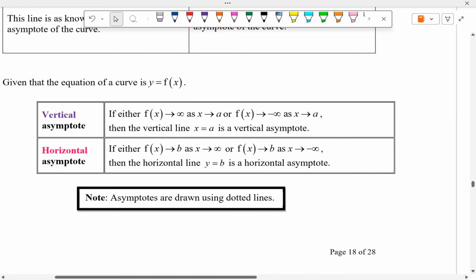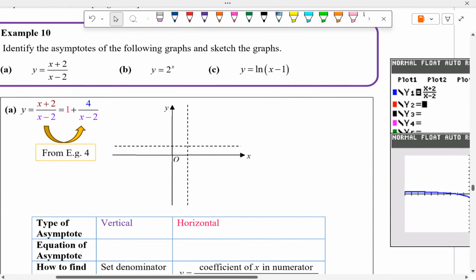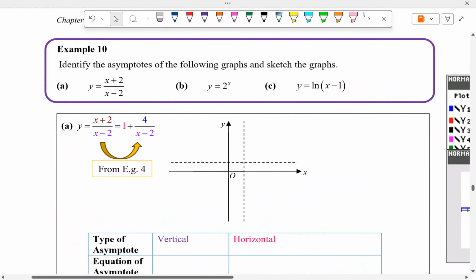So this is a general point, but if it looks too complicated to you, let's use an example to bring out the point. Let's take a look at example 10. In example 10, I will show you how we identify the asymptotes for different graphs. The first one is what we call the rational graph. A rational graph has a vertical asymptote as well as a horizontal asymptote.